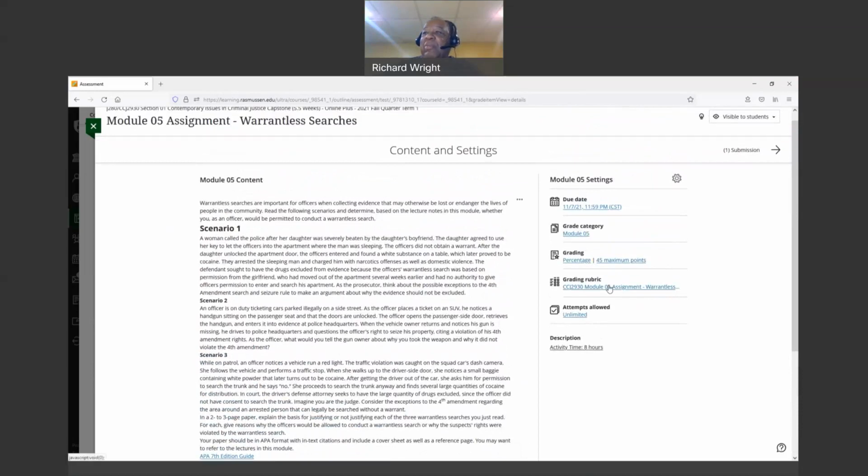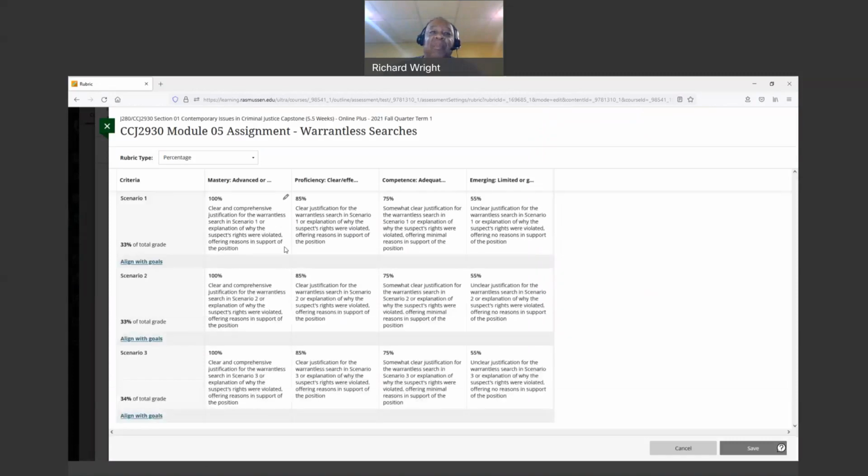So let's take a look at the rubric. Here are the levels. Scenario 1, you need a clear and comprehensive justification for the warrantless search or explanation of why the suspect's rights were violated, offering reasons in support. Remember, you have to have credible sources to support your position. That's for each of these scenarios, okay? And you already know that it requires APA. If you don't have the sources to support, you're going to end up over here with unclear, unclear, unclear. So it's very important for you to do that.